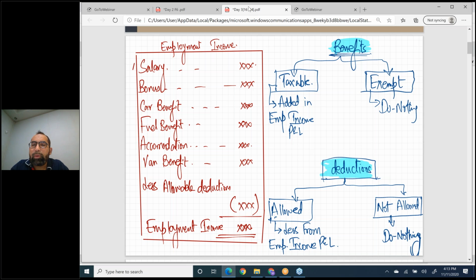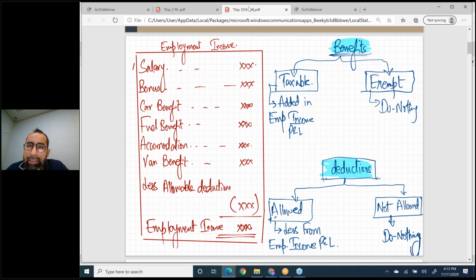Okay. And in our course there are two types of deductions. The first is what we call allowable deductions, that means allowed deductions. The second is called not allowed deductions, right? So only allowable deductions we deduct from employment income P&L. I hope you remember a few of them. There are max 5 to 6 allowable deductions.